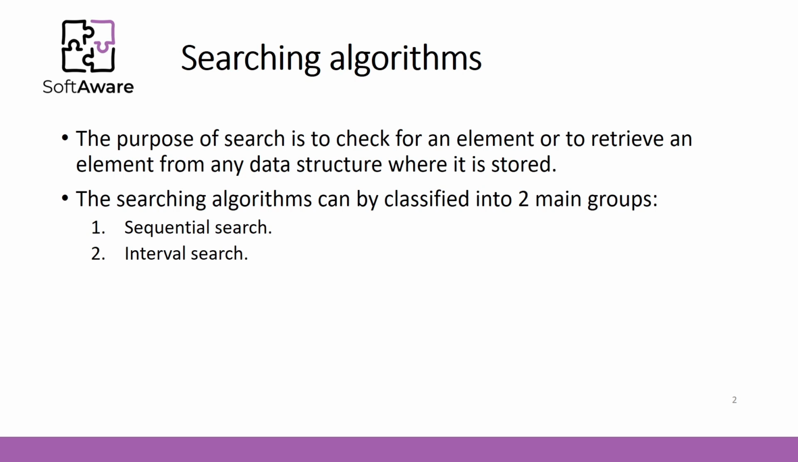The searching algorithms can be classified into two main groups. First is the sequential search. In this type of algorithms, a list or array is traversed sequentially and every element is checked. The second group of algorithms is the interval search. These algorithms are specifically designed for searching in sorted data structures. This type of algorithms repeatedly targets the center of the search structure and divides the search space in half. Therefore, these algorithms are much more efficient than sequential search.